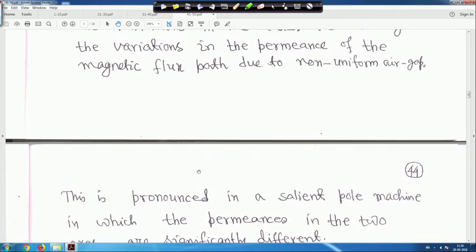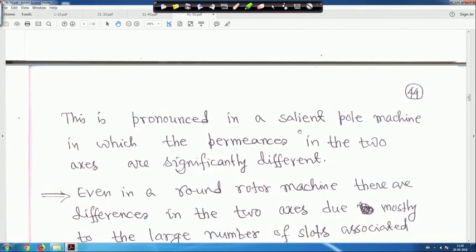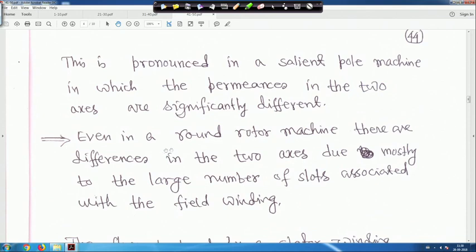This is pronounced in a salient pole machine in which the permeances in the two axes are significantly different, particularly for salient pole machines. Even in round rotor machines, there are differences in the two axes, mostly due to the large number of slots associated with the field winding. Here also permeance may be different.